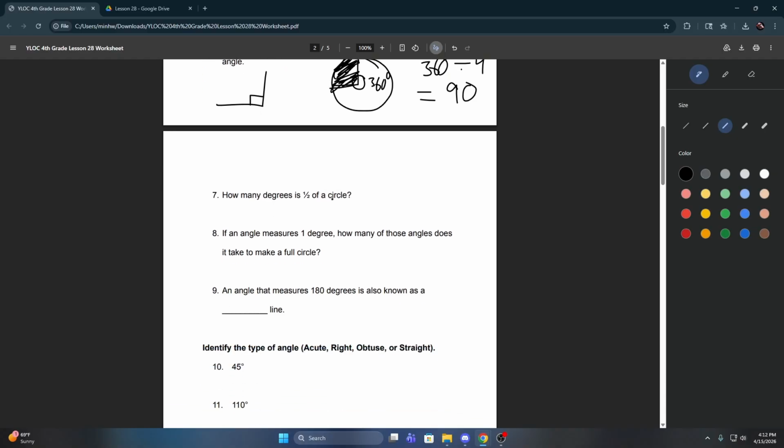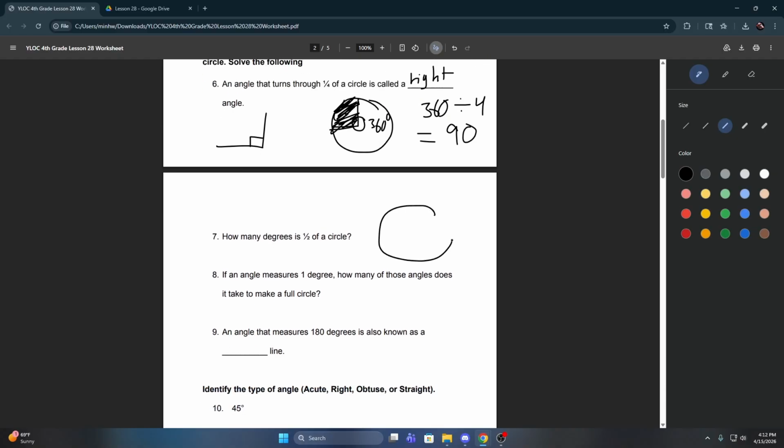Next, how many degrees is half of a circle? So again, I don't need to draw it again. A circle here is 360 degrees. What is half of that? 360 divided by 2 is 180 degrees. So that is another important one to memorize and keep in mind.